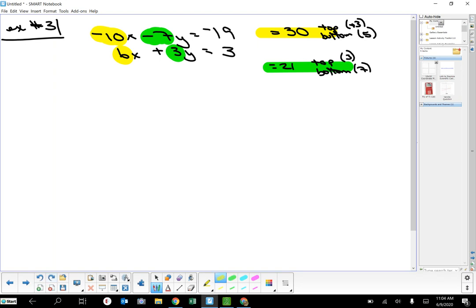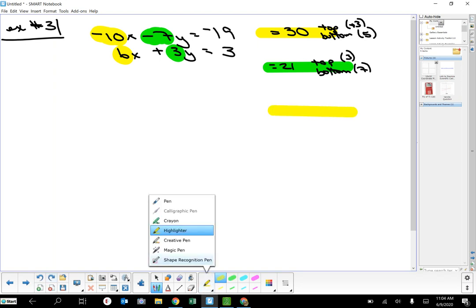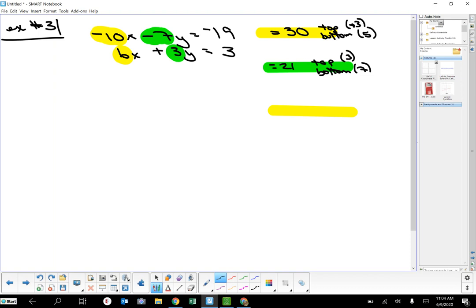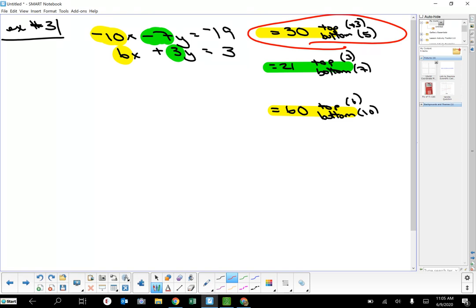Those of you that are not quite so savvy with your math facts might want to make the yellow equal 60, which you could do. Just multiply the top by 6 and the bottom by 10, right? So none of these would be wrong. They would all be perfectly fine. So you just have to decide which way you want to go. What I'm going to do is pick this option right here. And so I'm going to multiply the top one by 3 and the bottom one by 5.